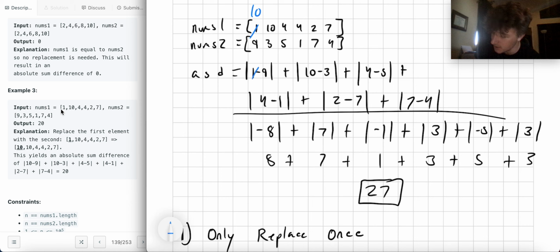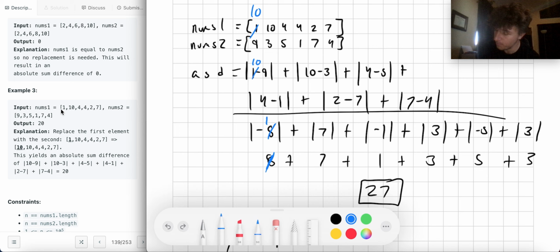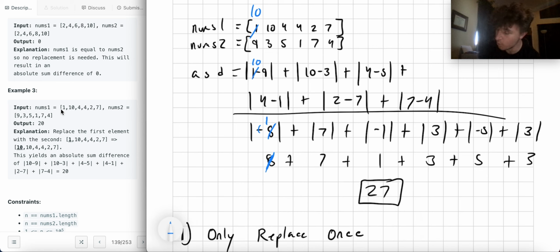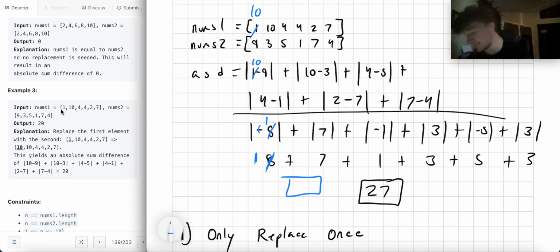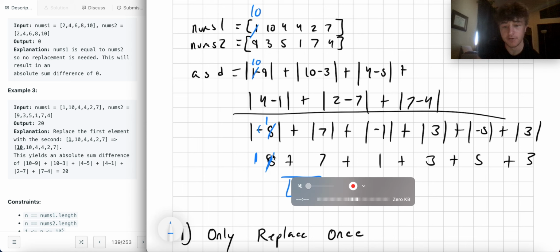And what does that do to your answer? Well, this becomes 10 minus 9, so this becomes the absolute value of positive 1, and this becomes 1 instead of 7, so then our answer becomes 7 less, which would be 20. Or just add these together again if you don't believe me. 1 plus 7 is 8, 9, 12, 17, 20.